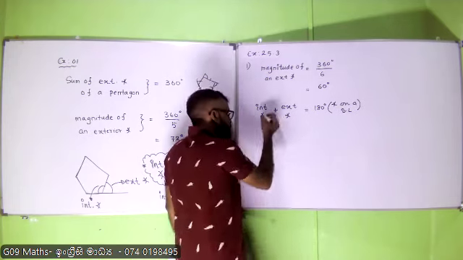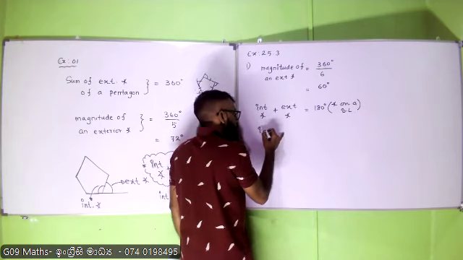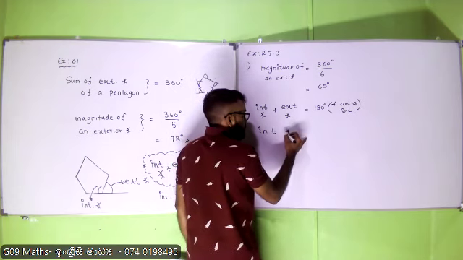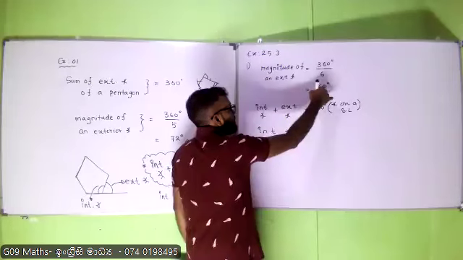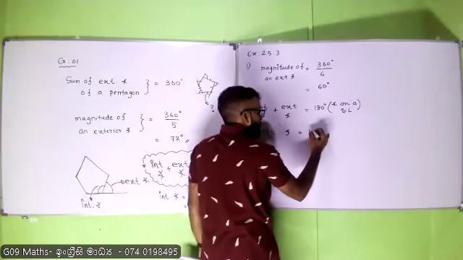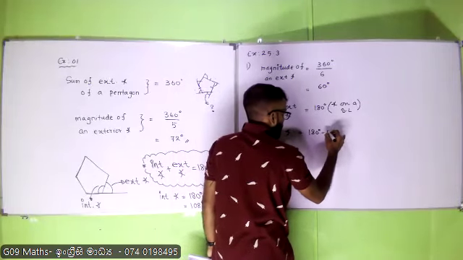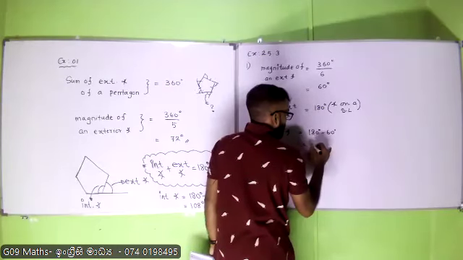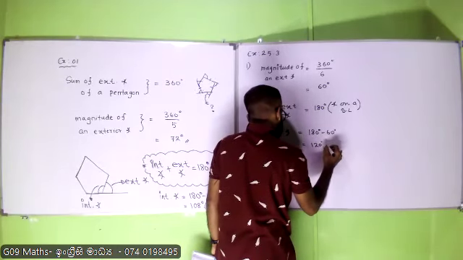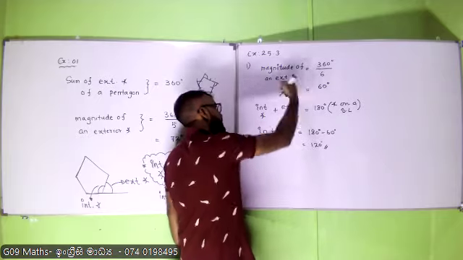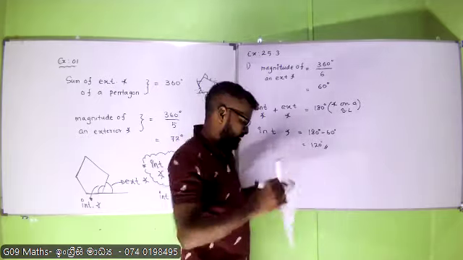So you want to find the magnitude of the interior angle. The exterior angle is 60 degrees. Take it to the other side, then negate. 120 degrees. The interior angle is 120, the exterior angle is 60. Done.